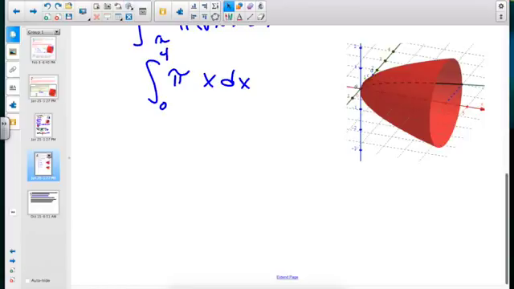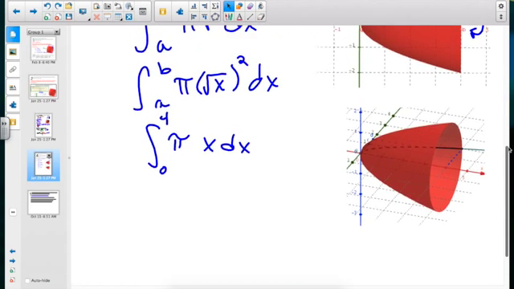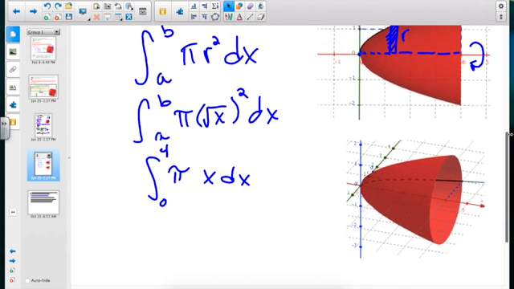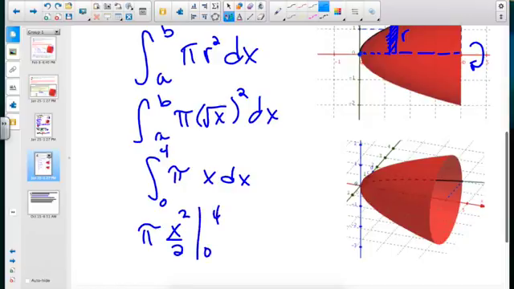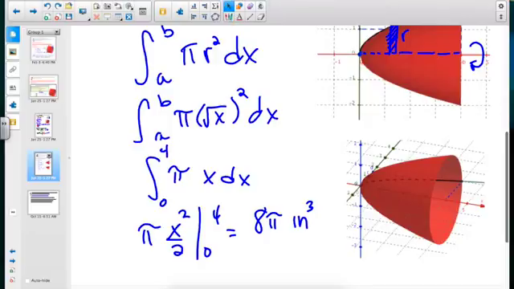Then we get an answer for 5? 8 pi. Like that? Is that far enough? Okay, so I got pi x squared over 2 from 0 to 4. And plug 4 in there, and Tyler says that's 8 pi. That sounds believable. Yeah, I will just go with inches cubed. I'm not sure I put units on this one. Yeah, units cubed if there's nothing there.